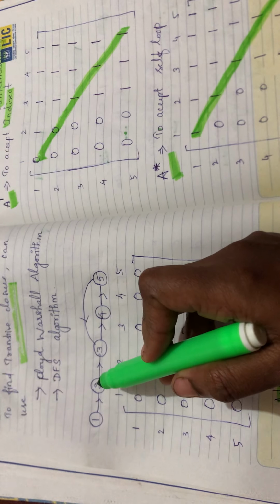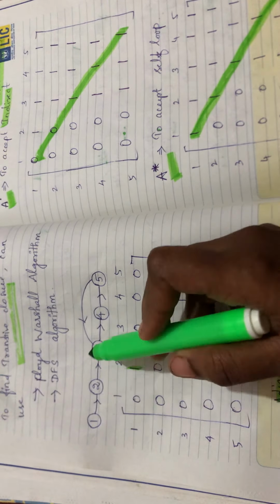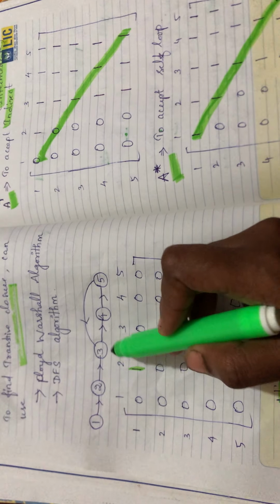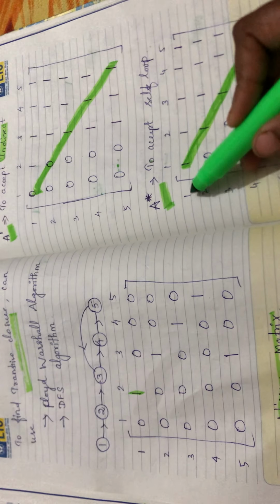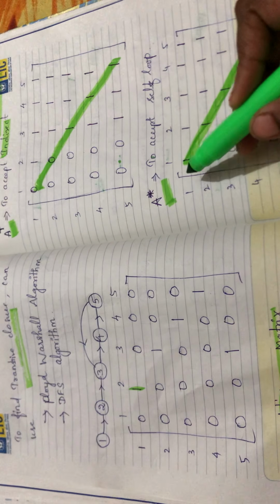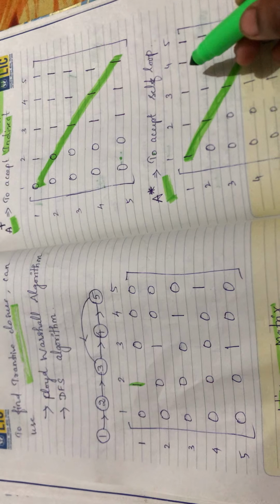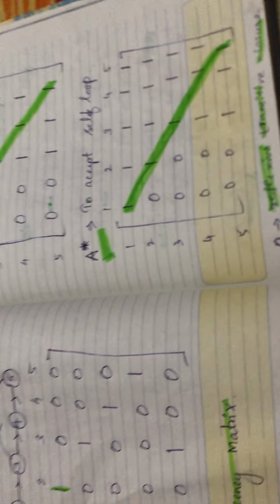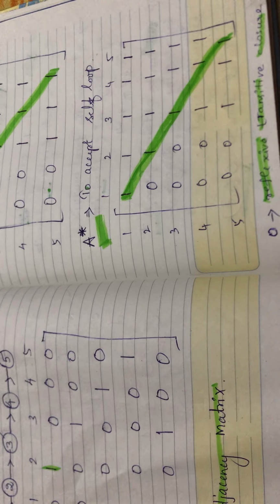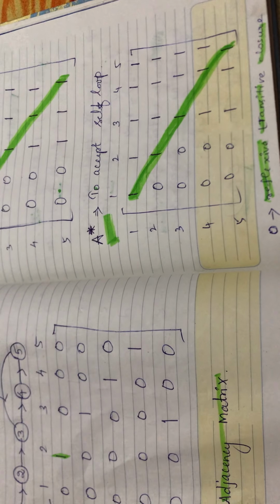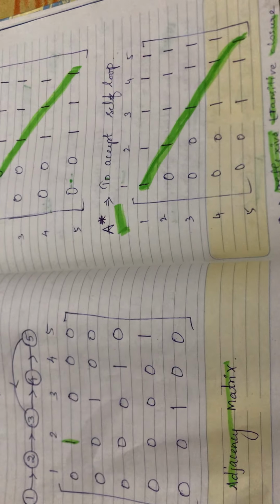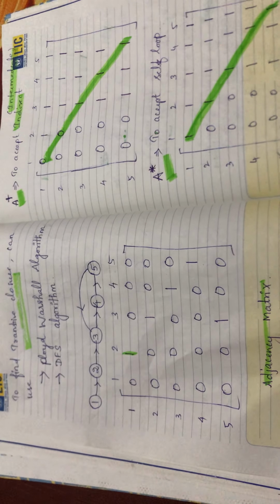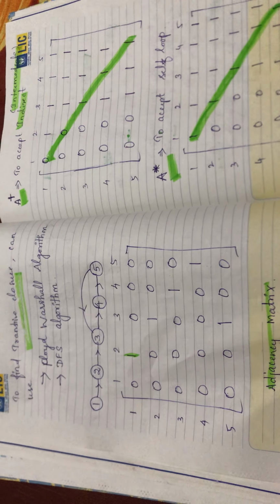Here 1 to 2 is a direct path, so 1. 1 to 3 has no direct path, but the intermediate path is 1 to 2, 2 to 3. So 1 to 3 is also 1, likewise 1 to 4 and 1 to 5 are also 1. Transitive closure means the diagonal is 1, the direct path is 1, and the intermediate path is 1. That's all about transitive closure. Thank you.